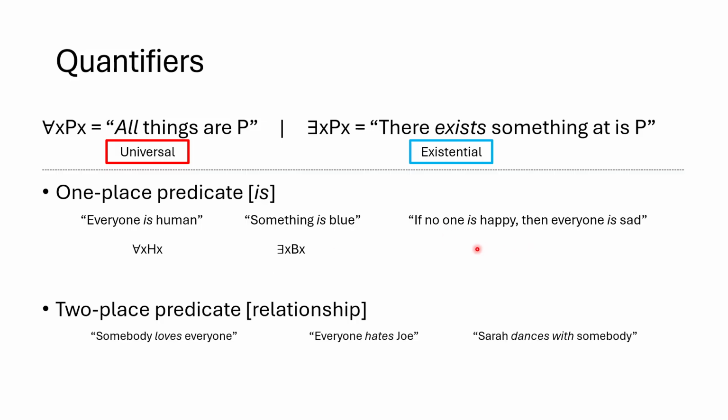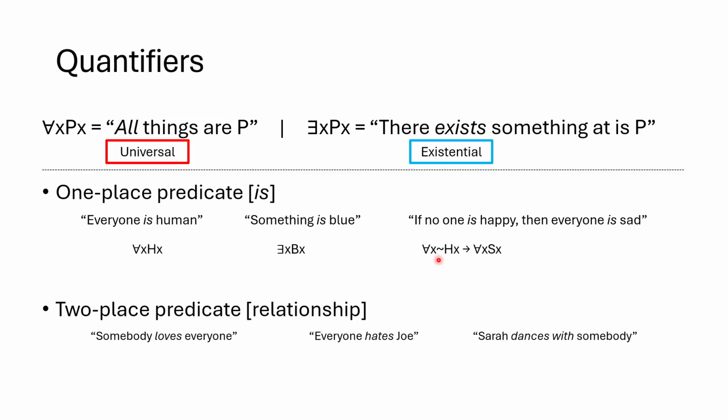Now, if you look at this next one, here's a more complex sentence. Hopefully you can see that it's a conditional statement, an if-then. We have: if no one is happy. No one should be a universally quantified statement, because we're saying that this applies to no one. And then here we have everyone, again an all statement. So we get something like this: we have a universal quantifier, and the tilde is being attached to our predicate, which is happy.